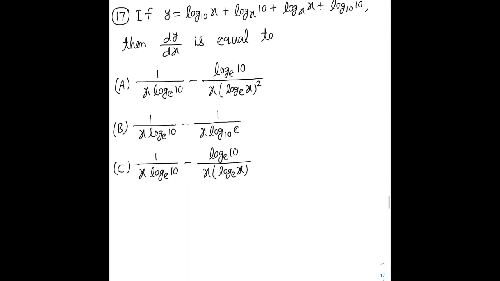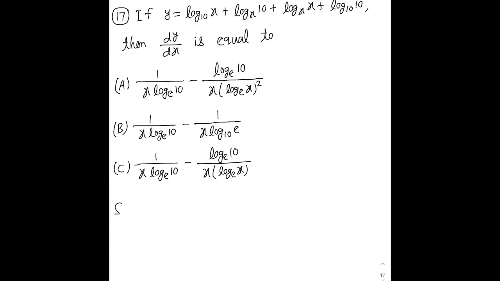Okay, then question number 17. You have y equal to log x base 10, then log 10 base x, and log x base x, and log 10 base 10. Now out of these 4, log x base x is nothing but 1, because both are the same. This is also 1, so both are constant, so differentiation would be 0.